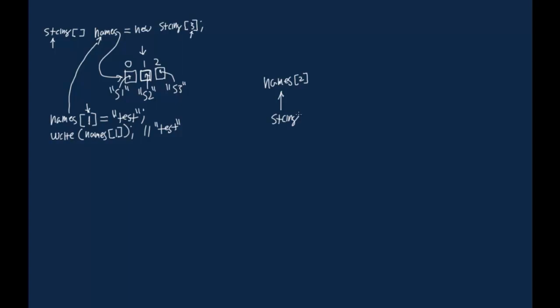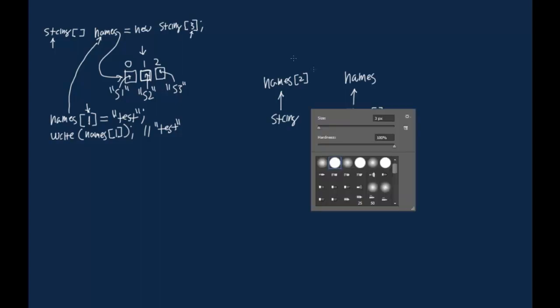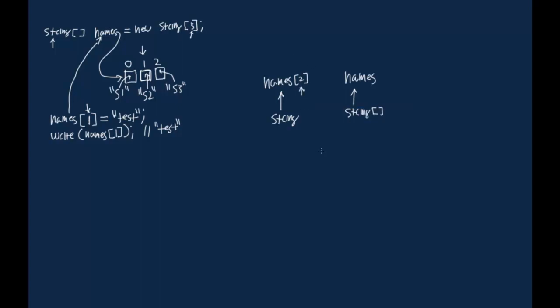Think about it like this. The type of names is an array. This is an array. Specifically, it's a string array. When I use this operator right here, I'm taking the string array and I'm indexing it to 2, which is the third item inside of the array, and then this entire expression turns into an individual string.